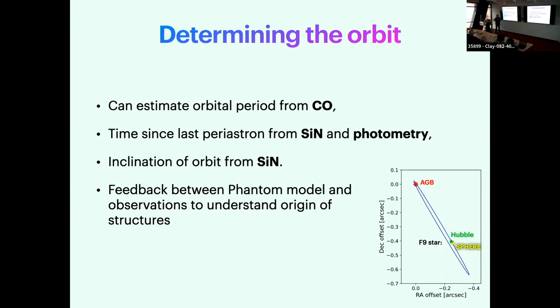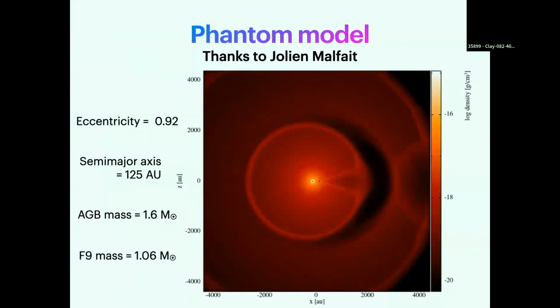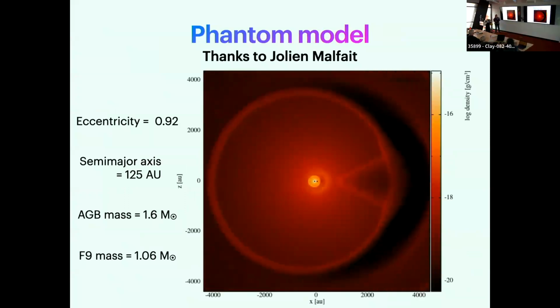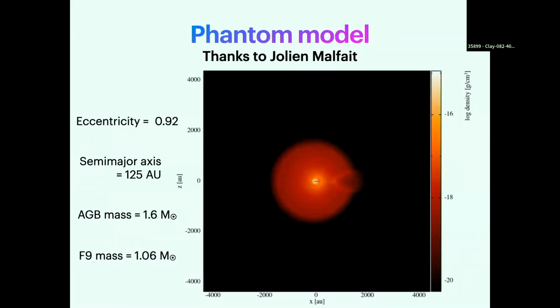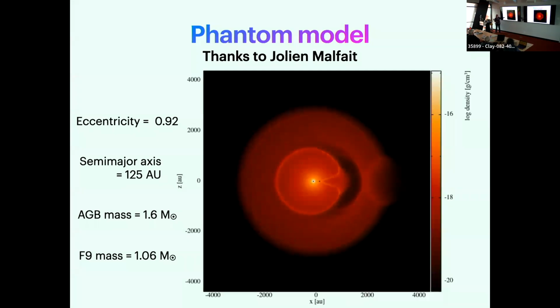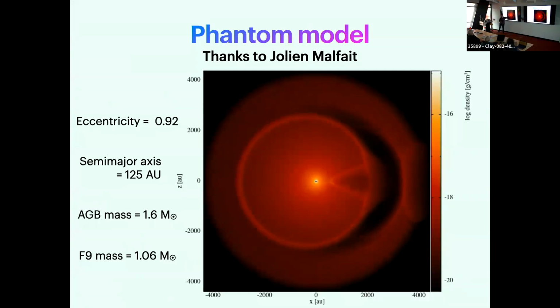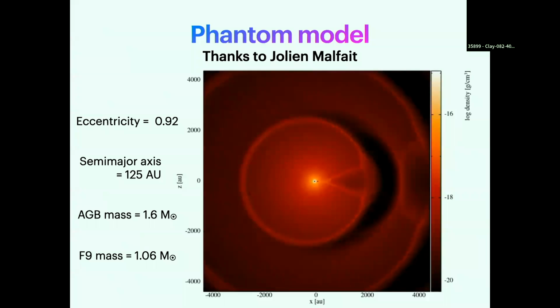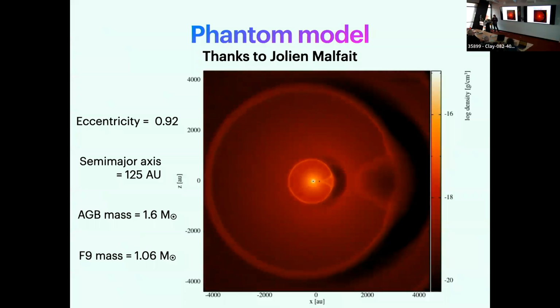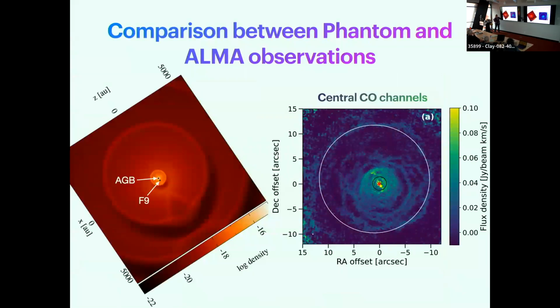So there was a lot of feedback in terms of looking at what we get from the Phantom model, what we see in the observations, and what this could all mean. Here is a little video of a model that Jolene made. This is a slice through where the stars are present in the center, but viewed edge on. So the orbit is going this way. And you can see that these circles are formed. If I take a freeze frame and rotate it, this matches the circles that I drew on before.